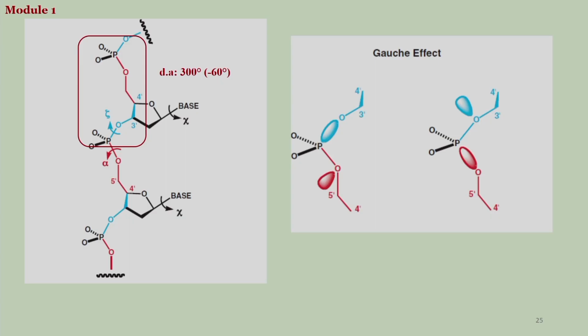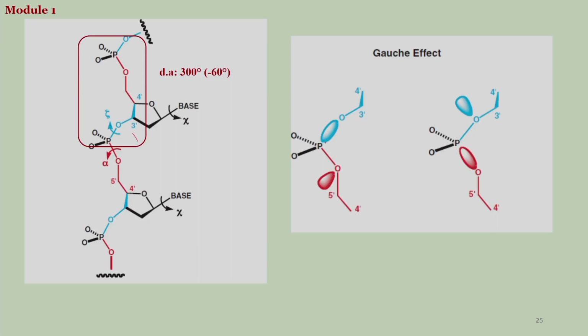Similarly, if you look at this bond, take this bond as a sigma bond, and then the lone pair of electrons on this oxygen will be away from the sigma bond to avoid bond pair lone pair repulsion. And that is how the structure or the angles in the backbone, or the phosphate skeleton, come about in DNA.